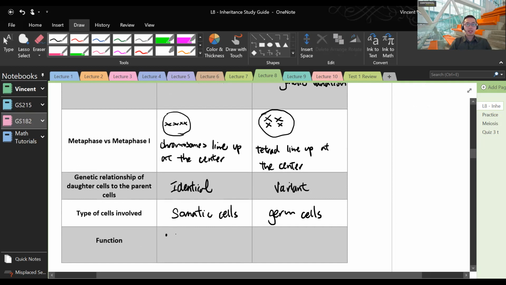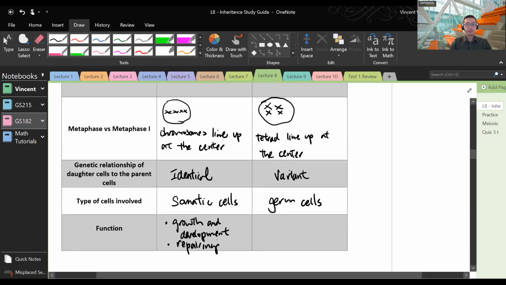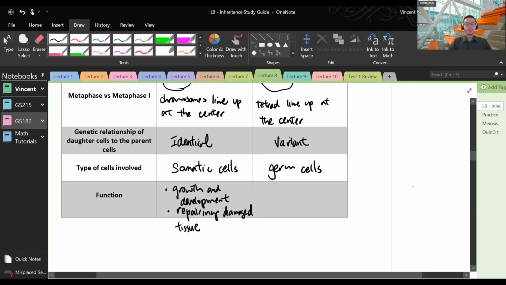Function of mitosis is for growth and development. Repairing damaged tissues. For example, you have a cut, you need to make some cells. And what's the function of meiosis? Sexual reproduction.